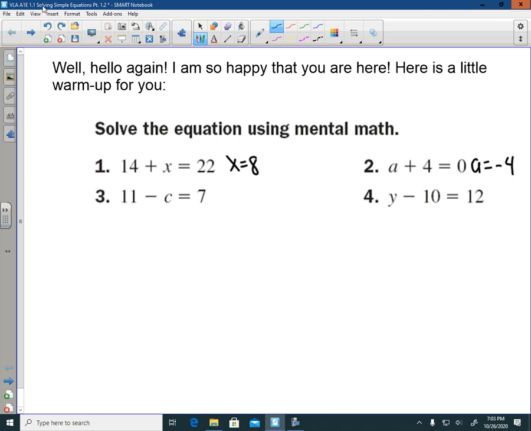And then let's see, number 3 is slightly different from the other two. 11 minus what gives me 7? Well, I could start at 7 and count to 11, and that would give me the answer. So 7, 8, 9, 10, 11. Oh, it must be 4, so c equals 4. And then let's see, number 4, y minus 10 equals 12. Well, that one's going to be tricky to count out. Oh, maybe I could just take 10 and add it to 12, and that would give me the number. And so y is 22.